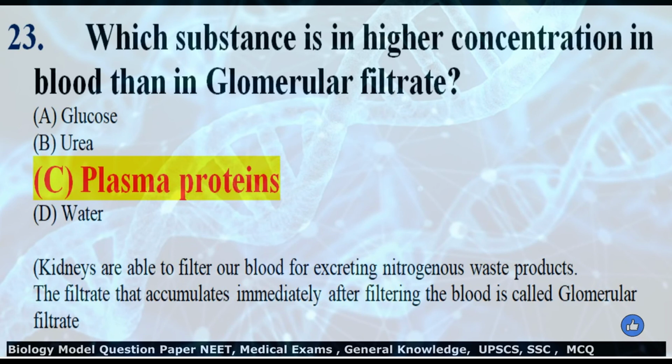Question number 23. Which substance is higher concentration in blood than in glomerular filtrate? Answer C. Plasma proteins. Kidneys are able to filter our blood for excreting nitrogenous waste products. The filtrate that accumulates immediately after filtering the blood is called glomerular filtrate.